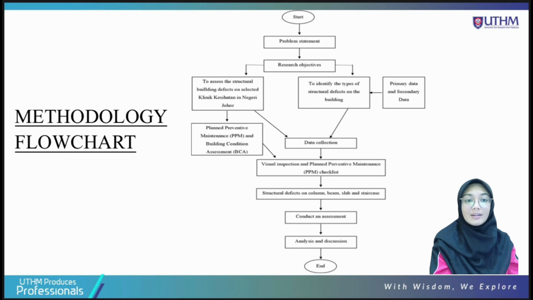The method used to identify the structural defects in a building at Klinik Kesihatan is based on the Planned Preventive Maintenance checklist, and then do a visual inspection and the Planned Preventive Maintenance (PPM) checklist, as I said. Then structural defects on column, beam, slab and staircase, which are the elements in the Planned Preventive Maintenance checklist. Then conduct an assessment. Next, do some analysis and discussion, and that is the end of the methodology flowchart.